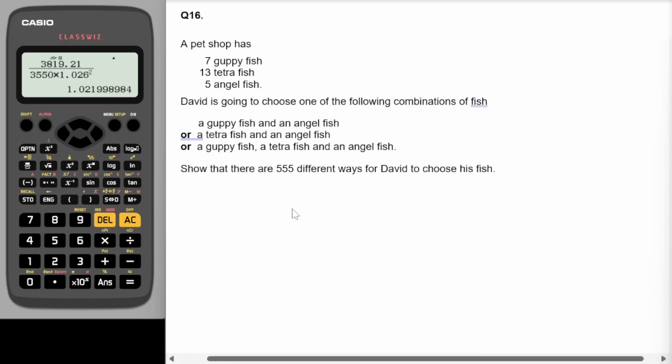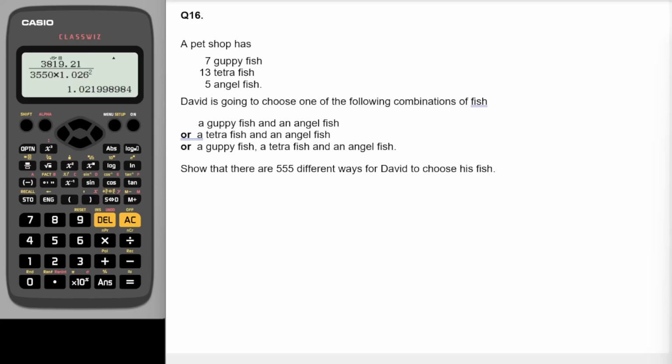Question 16. A pet shop has 7 guppy fish, 13 tetrafish, 5 angelfish. David's going to choose one of the following combinations of fish: a guppy fish and an angelfish, or a tetrafish and an angelfish, or a guppy fish, a tetrafish, and an angelfish. Show that there are 555 ways that David can choose a fish.